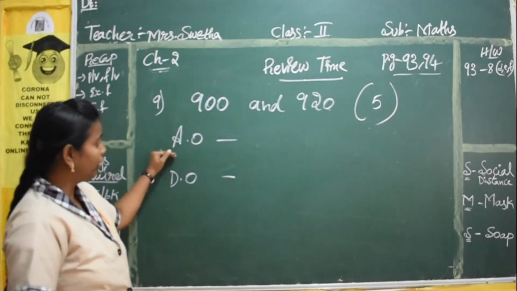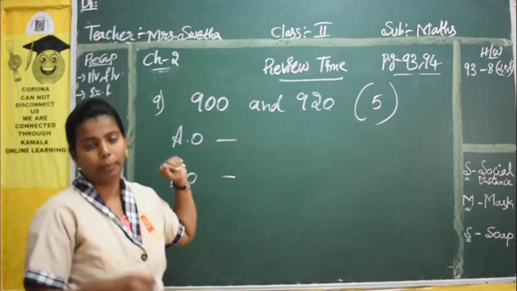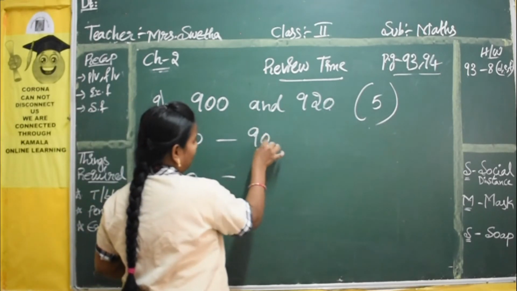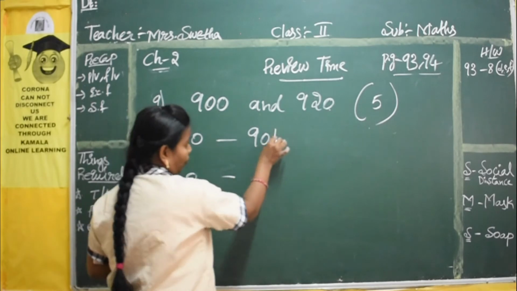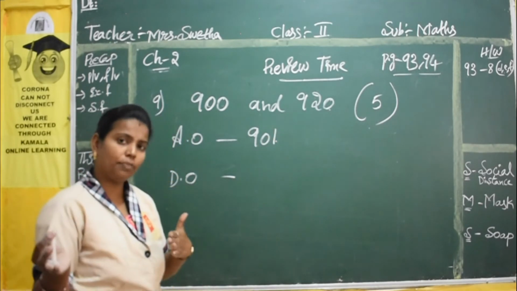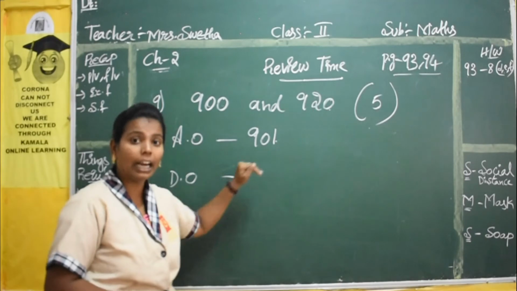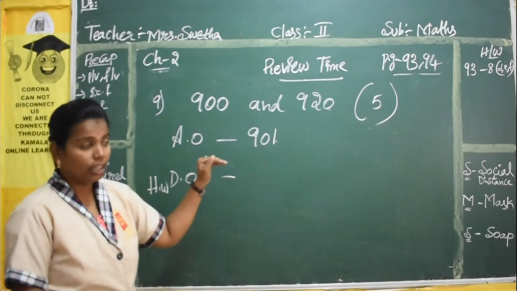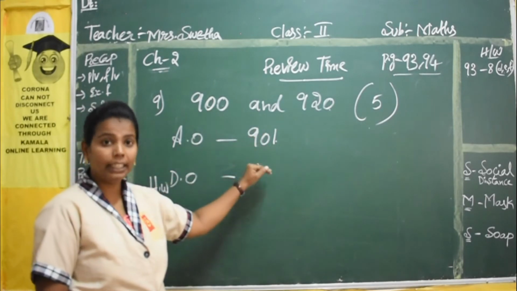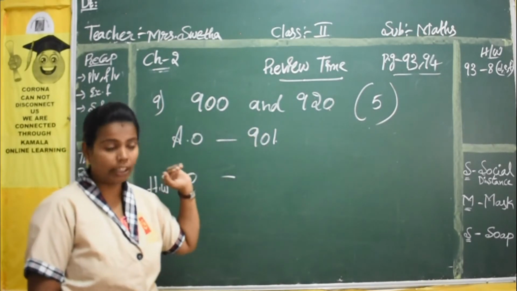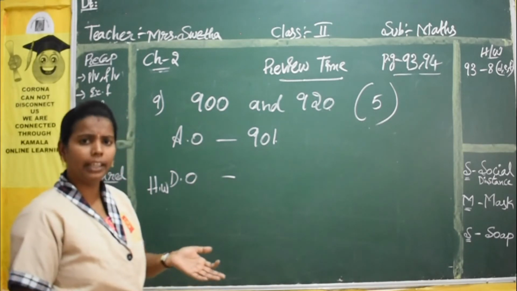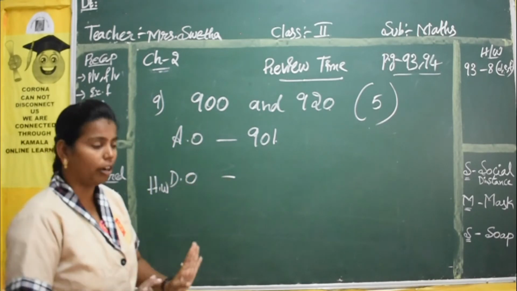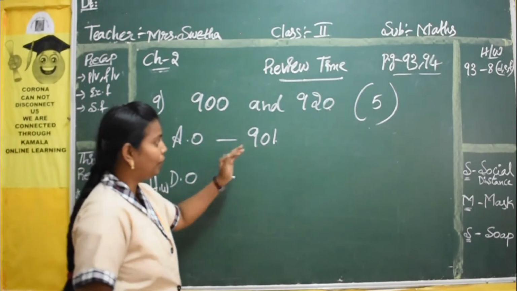Ascending order means what? Small number to big number. See here, 900 they have given, so the next number will be 901. Here I am taking the first 5 numbers. I will give you one order, and the other order you have to do as homework. Any numbers you can take, middle, last, first, but they should be in order.